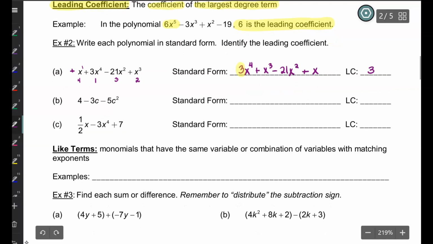All right. If you want to try the next two on your own, go ahead and do that. You can pause it. The largest degree is c to the second power. Make sure you include that -5. That's the coefficient. Then minus 3c, then plus 4. So the leading coefficient is going to be -5. And lastly, okay, so we have negative 3x to the 4th plus 1/2 x plus 7, and the leading coefficient is going to be -3.